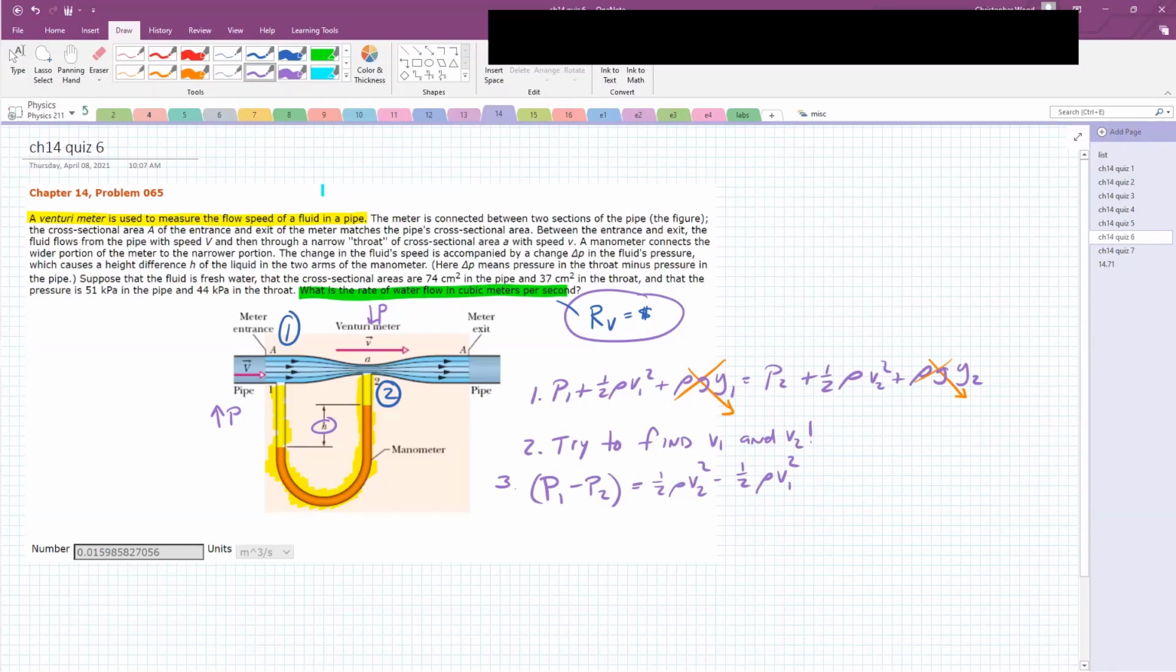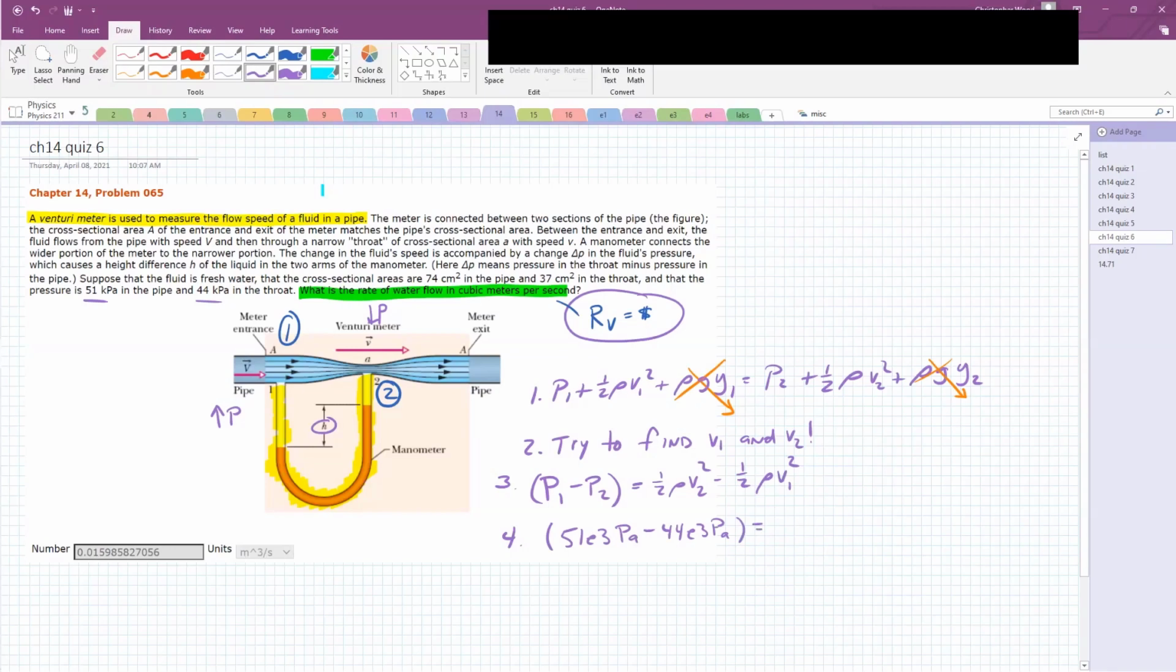Okay, so number 4, delta P. Do I know delta P? I don't know delta P directly, but I do know P1. P1 is my high pressure, 51,000 pascals. I can just leave that as pascals. Minus P2. P2 is the throat pressure, 44,000 pascals. A pascal is a newton per meter squared. That equals 1/2 rho.